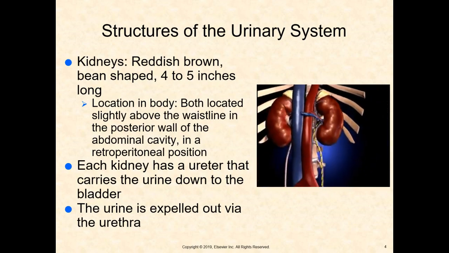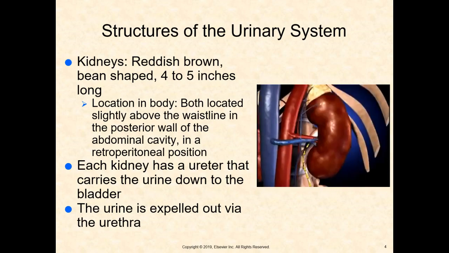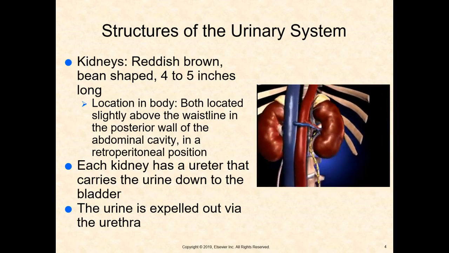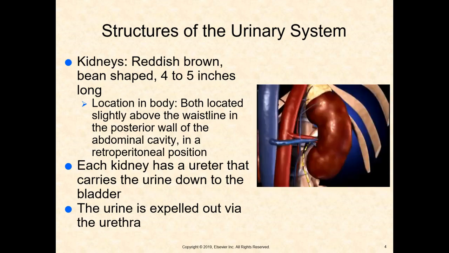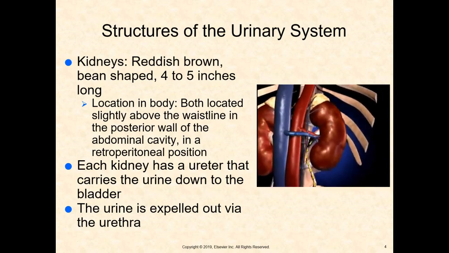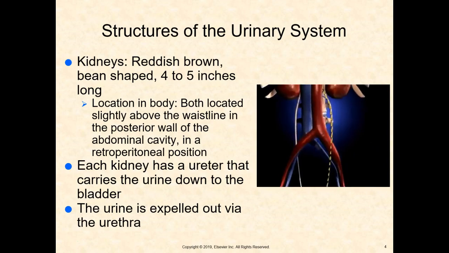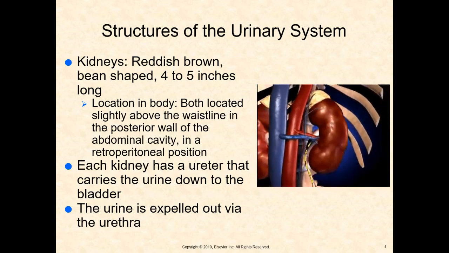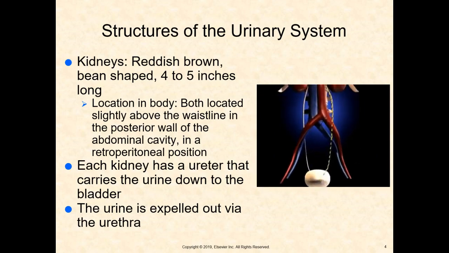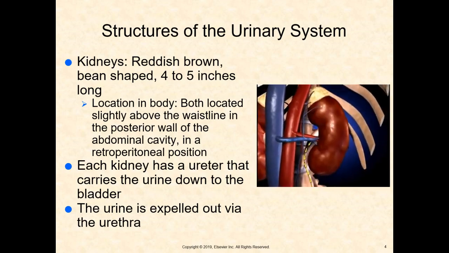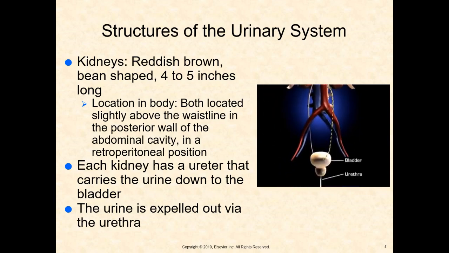Here are some structures of the urinary system. The kidneys are this reddish brown, bean-shaped organ, literally looks like a kidney bean, 4 to 5 inches long, located slightly above the waistline in the back or posterior wall of your abdominal cavity. We call it the retroperitoneal position. Each kidney has a ureter that carries the urine down to the bladder, and then the urine is expelled via the urethra.